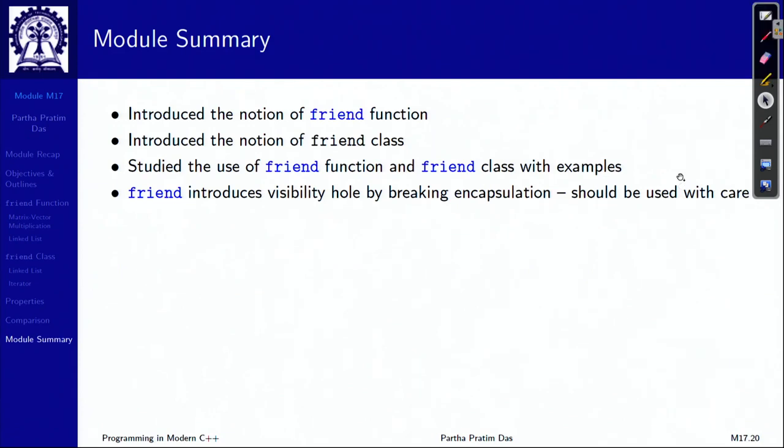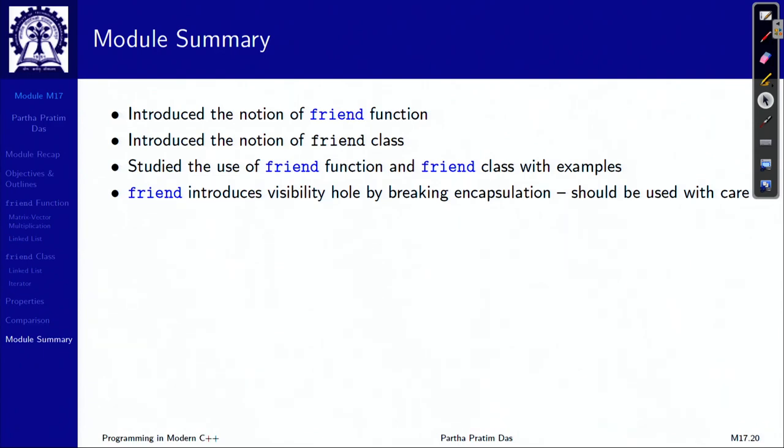So, that brings us to the end of this module, where we have introduced the notion of friend function and friend class, and discussed several very specific examples. You will see that these examples keep on coming, and even in your placement interviews and so on, it is very likely that you may be asked some of these questions, because they are very favorite of most people.